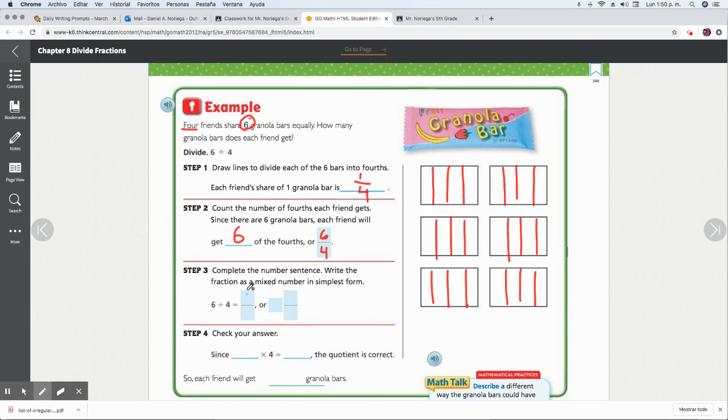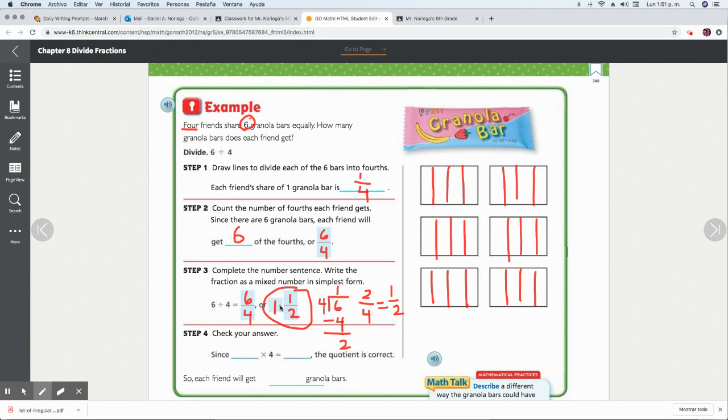So 6 divided by 4 is the same as writing 6/4, or 1 1/2. Okay, why 1 1/2? Because we need to change it into a division problem. What number times 4 equals 6? So we're moving closer to 6 without going over? 1. Okay, 1 times 4 is 4. 6 minus 4 equals 2. So 1 is my whole number. 2/4 would be my 1/2, because we can simplify this fraction into 1/2. So that's why the answer would be 1 1/2.